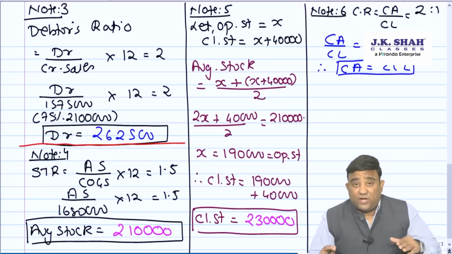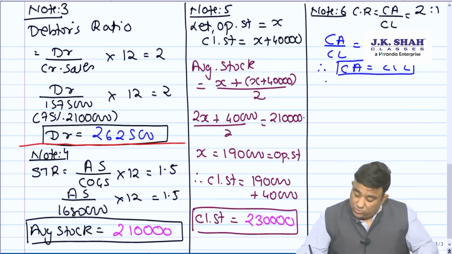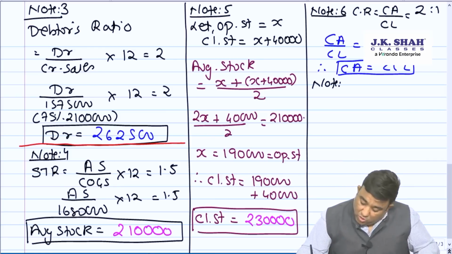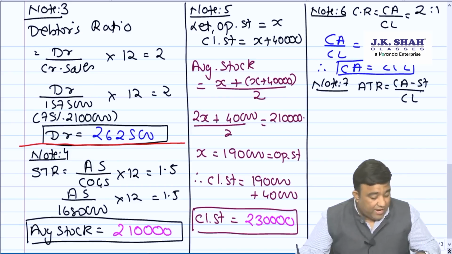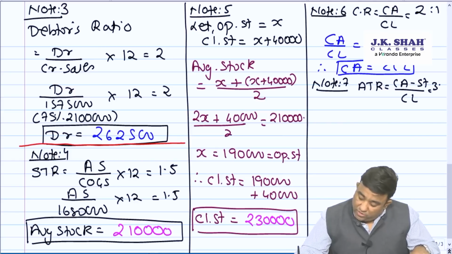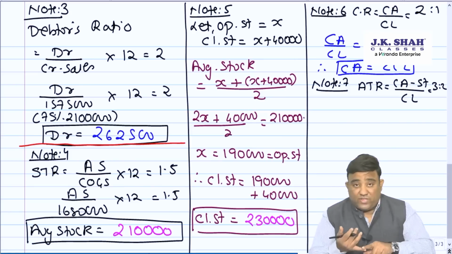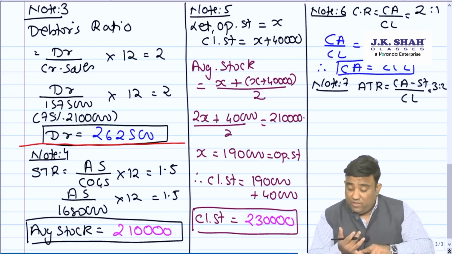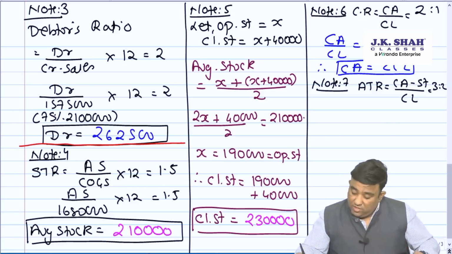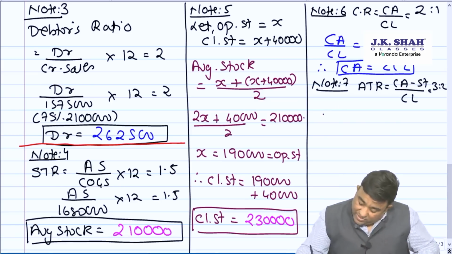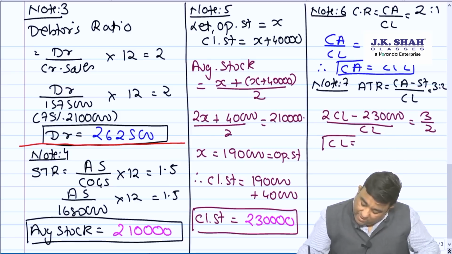Now, obviously certain ratios work in a pair. Students, after current ratio, always have a practice of applying acid test ratio, which is CA minus stock upon CL, and the ratio given is 3:2. Now we don't have CA, we don't have CL, but we have stock available, and I will substitute CA with 2CL. So students, instead of current asset, I can write 2CL, closing stock is 2,30,000, CL is missing, this is 3/2, so I can easily calculate current liability now.